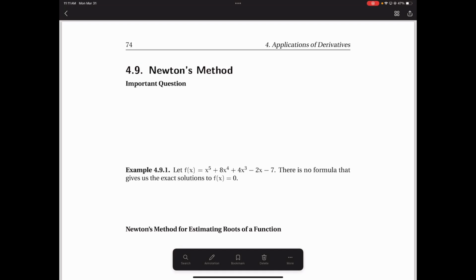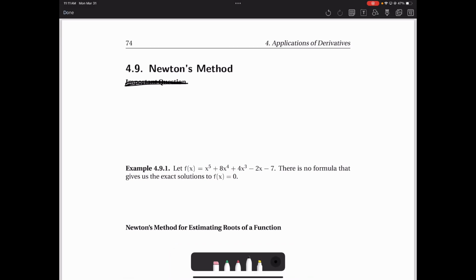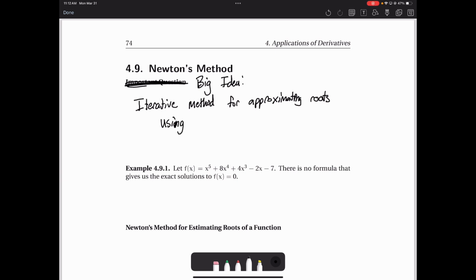Newton's method. What is Newton's method? The big idea here is that Newton's method is an iterative method. I know I'm using the word method in my definition for Newton's method. It's for approximating roots, using, guess what we're going to be using? Derivatives, right? Using derivatives.